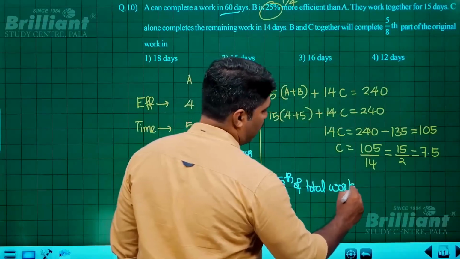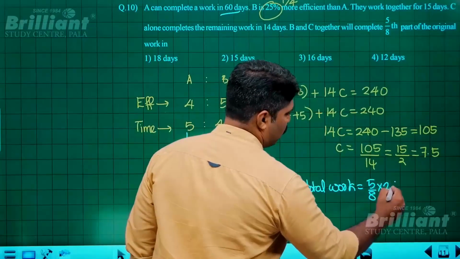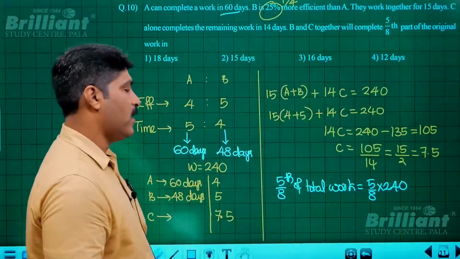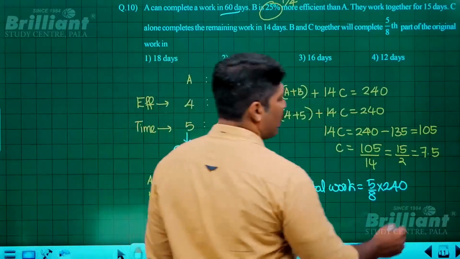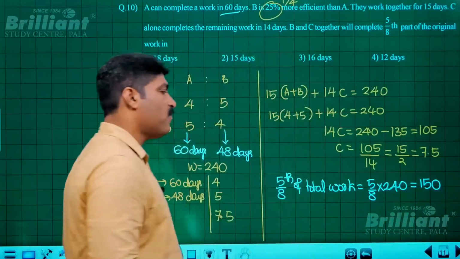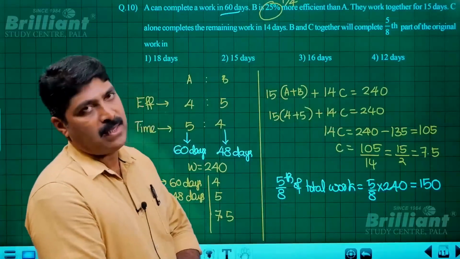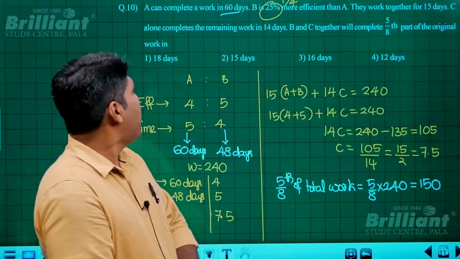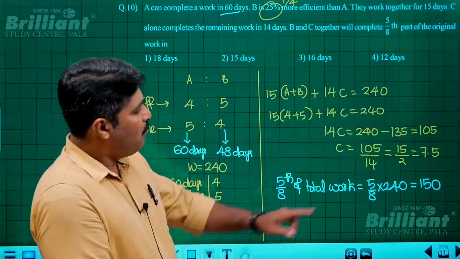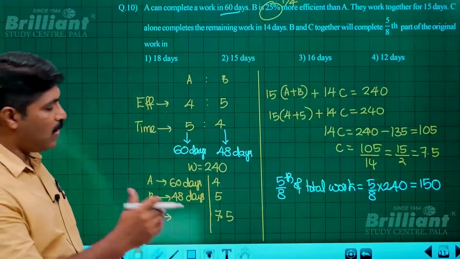So what is the 5/8 of the total work? That is 5/8 of 240. Got it? 5/8 of 240. So this will be equal to 150. So 150 representing 150 units of work. Got it? So we have to find out the number of days B and C together need for the completion of such 150 units of work. So how to do it?